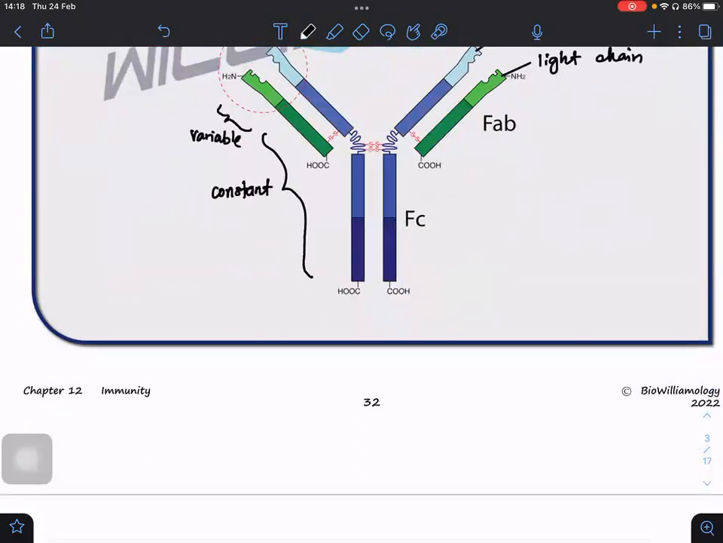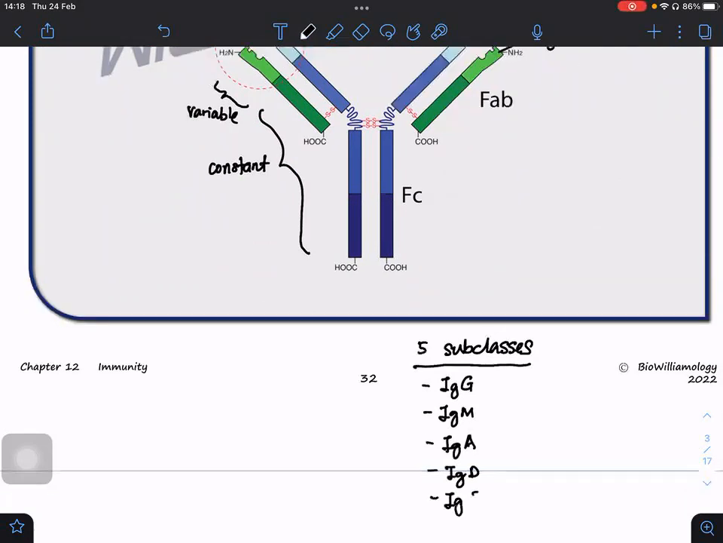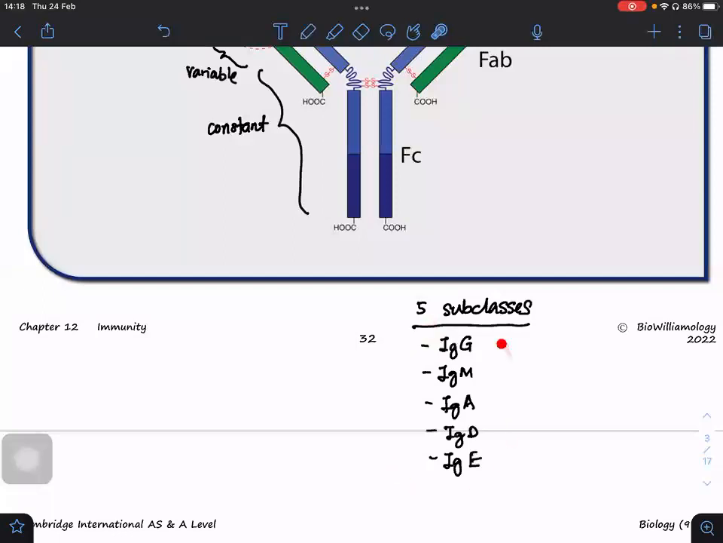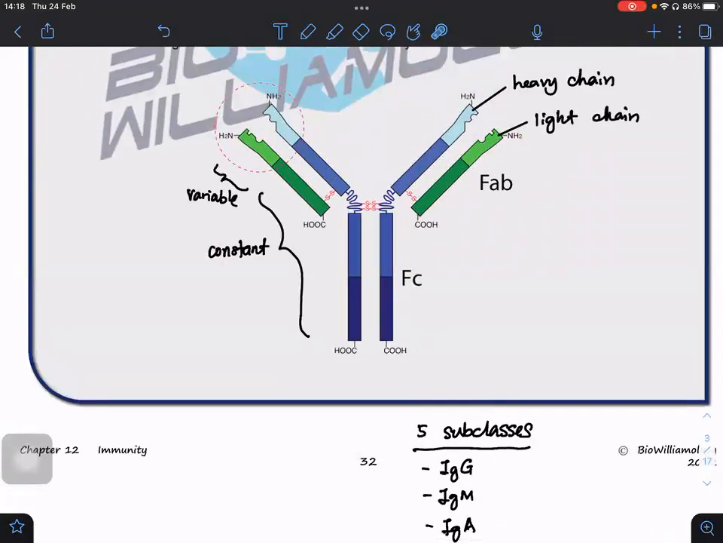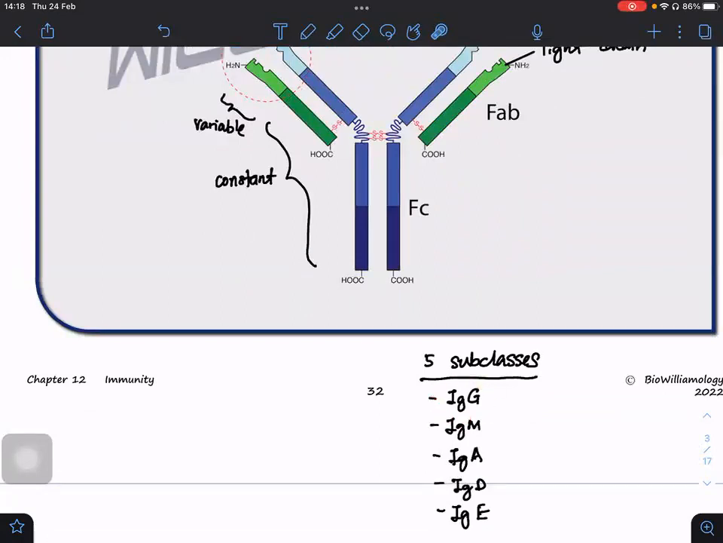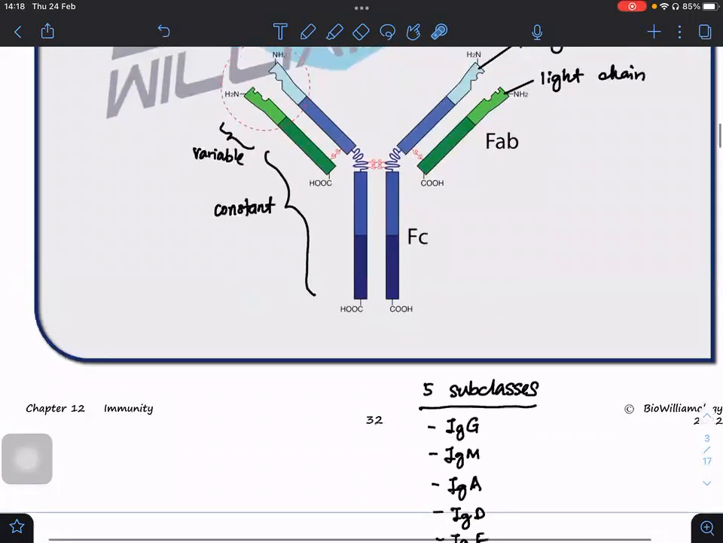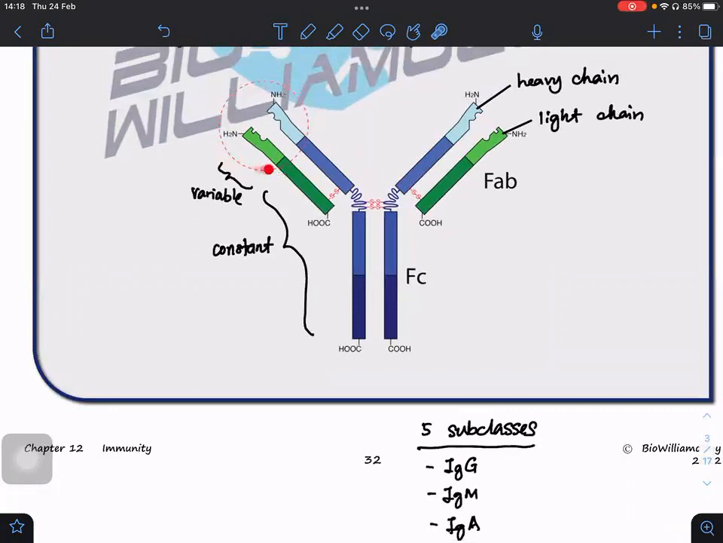Now, antibody molecules, we can divide them into 5 subclasses. These 5 subclasses are named IgG, IgM, IgA, IgD, and IgE. So there are 5 subclasses in total. Are you clear? If this antibody is classified as subclass IgG, it means that for all these antibodies, their constant regions will be the same, meaning the amino acid sequence will be the same. What makes each antibody different is only the variable regions. Are you clear? Variable regions.